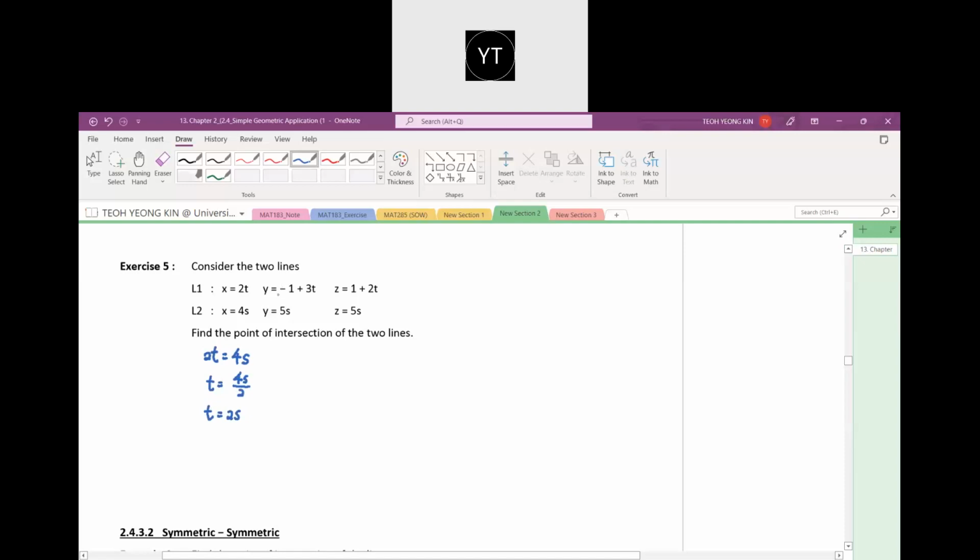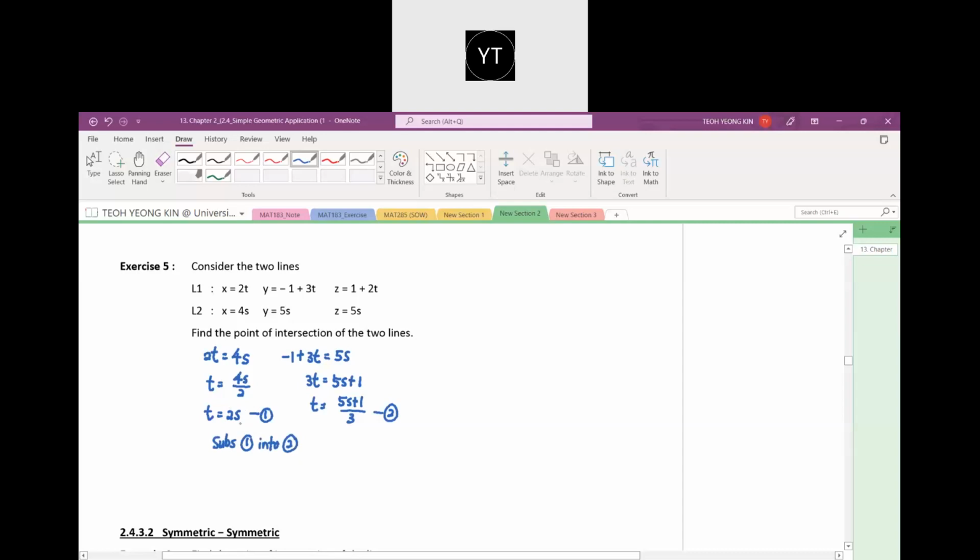For the second part, y and y. This means that negative 1 plus 3t is equal to 5s. So 3t is equal to 5s plus 1, so t is equal to (5s plus 1) over 3. Let's say here is equation 1 and here is equation 2. If we substitute equation 1 into equation 2, we should get the value of s.